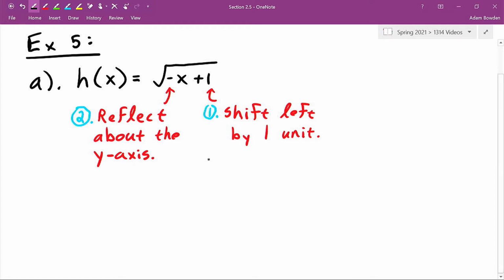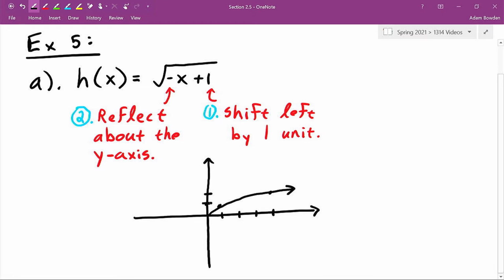So in order to sketch the graph of this one, we can start by looking at what the square root function looks like normally, without any transformations involved. By default, the graph of the square root function does something like this. Now, if we follow along the transformations, we first have to move everything over to the left by 1 unit. So as a result, the points would go somewhere along here.